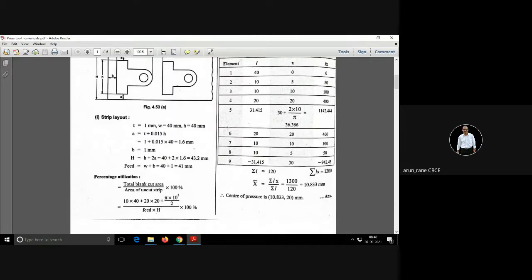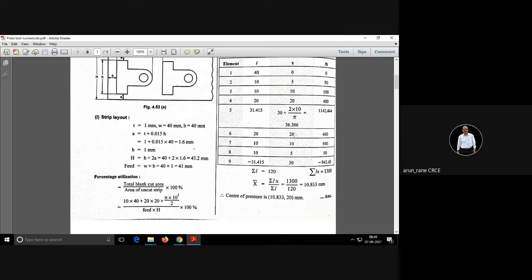आशीष, how to find out the press capacity? कल मैंने बोला सिखाया था. Sir, perimeter into thickness into ultimate shear strength. First you have to find out the forces. Okay, now in this particular component, what are the forces? Sir, blanking and punching. Blanking and say piercing, blanking force and piercing force.